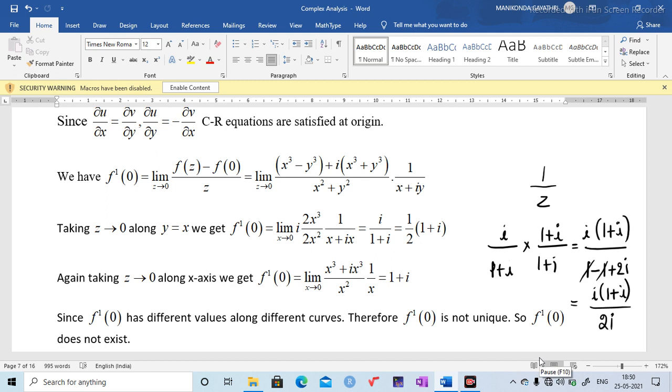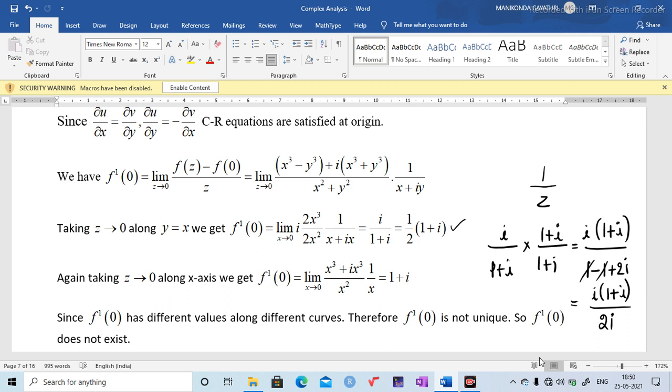Now see, here we have i by 1 plus i. Multiply and divide with 1 plus i by 1 plus i. i into 1 plus i as it is. 1 plus i into 1 plus i whole is 1 plus i whole square. That is a square is 1, i square is minus 1, 2ab means 2i. Plus 1 minus 1 get cancelled. Then you get this expression. Here i and i get cancelled. Then you get 1 by 2 into 1 plus i.